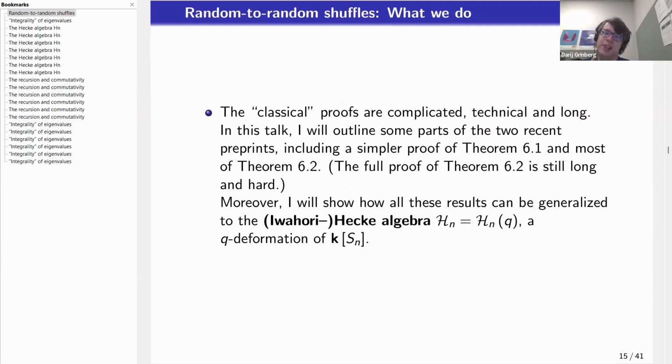I say more elementary, they still need some representation theory for the eigenvalues, but more elementary in that the commutativity, for example, you can just read it. You won't have to do a lot of digging.